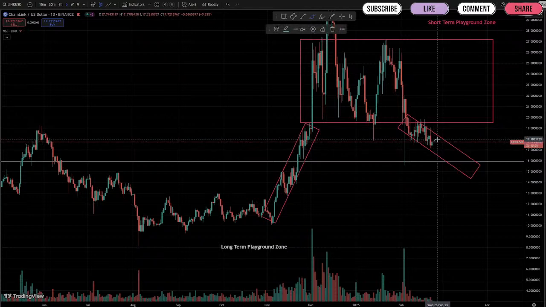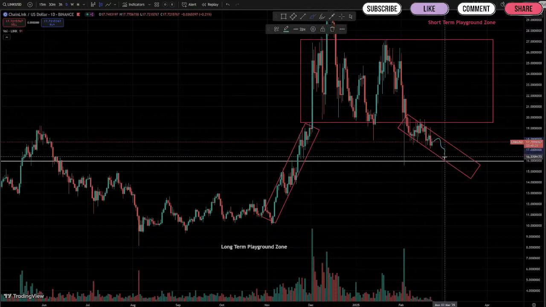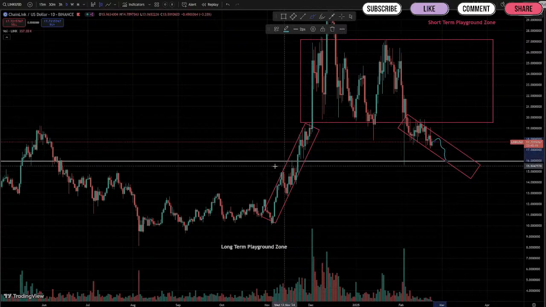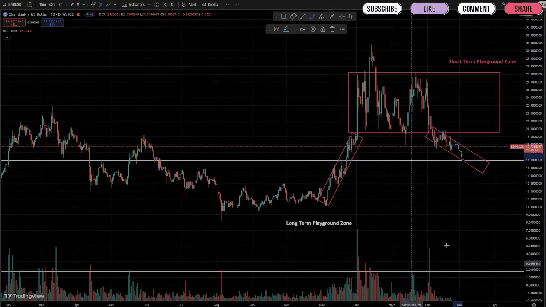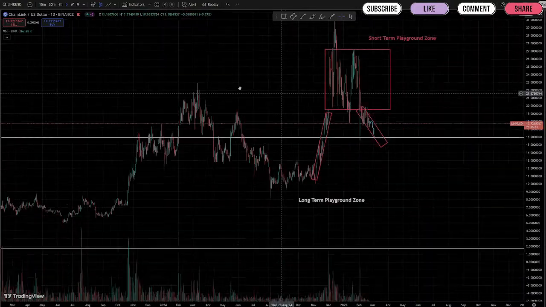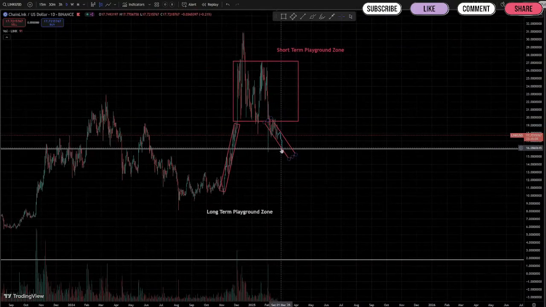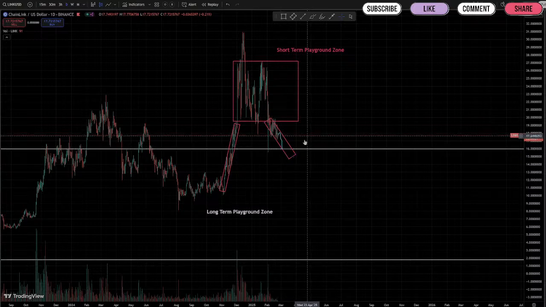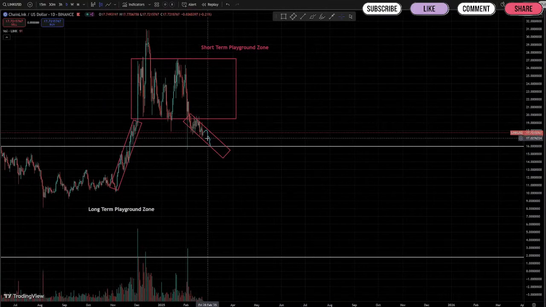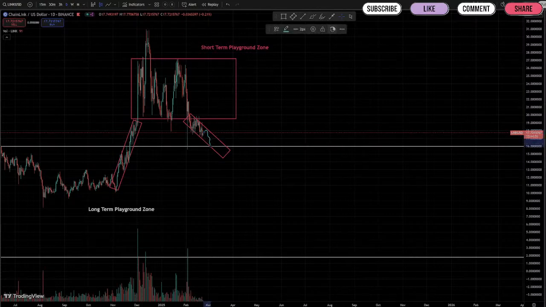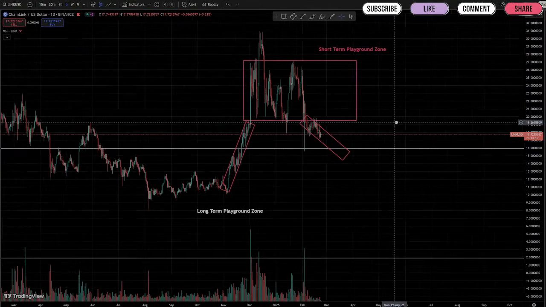So that can be one way that it happens. If not, then after it hits this boundary, it can come back down to hit the lower point, and the lower point here is exactly where the long-term playground zone is. If I shrink this further, you see this very long white box. So here at about $16, I would say roughly 15.95 to 16, it can bounce again. That's even more common. When you hit a key support level, the price bounces.